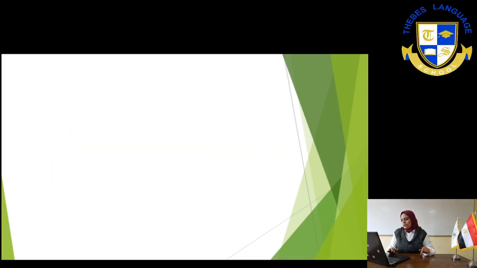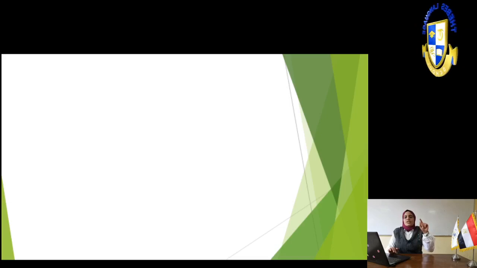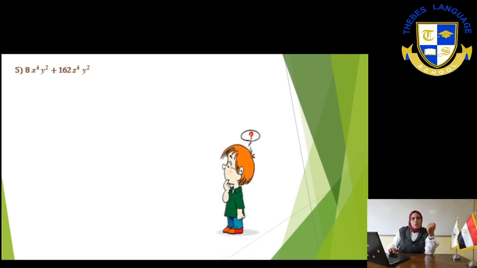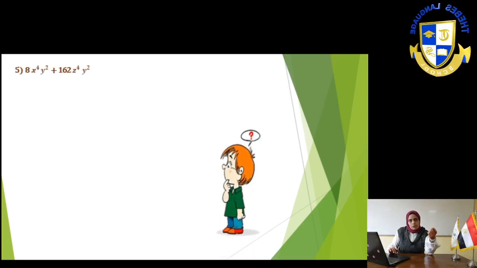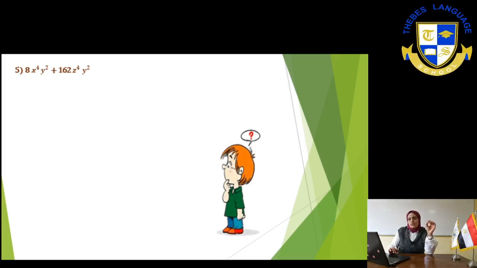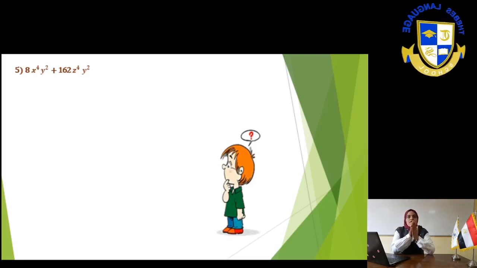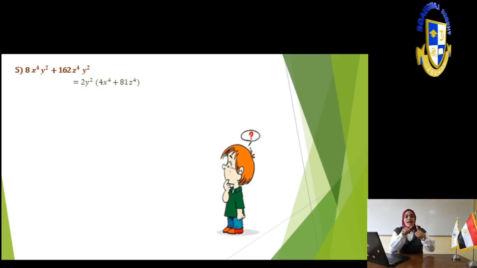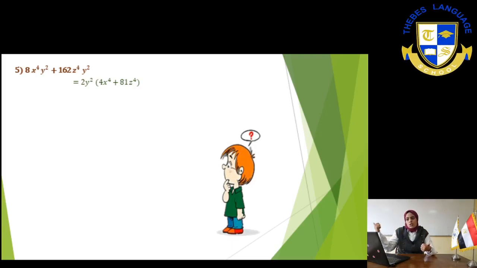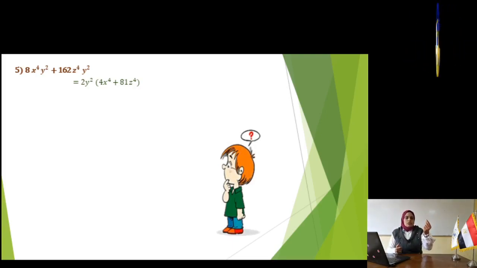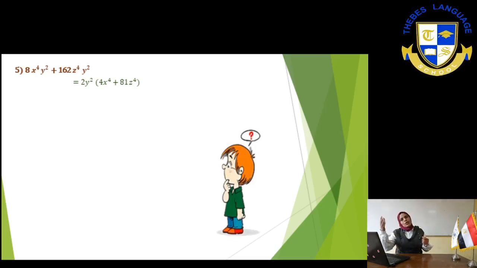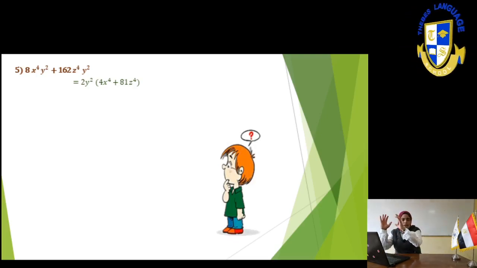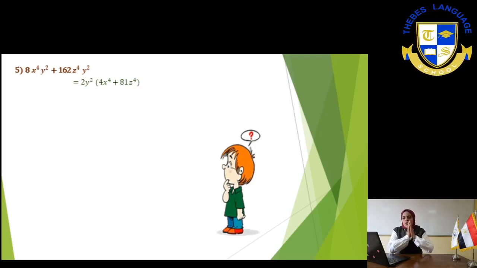Now, let's move to slide number 5, which is 8x power 4 y power 2 plus 162 z power 4 y power 2. At the beginning, check if you have a common factor or no. Here we have a common factor between the numbers. We have 8 and 162. The common factor here is 2, because 8 and 162 can be divisible by 2. So I will take 2 as a common factor of the expression.